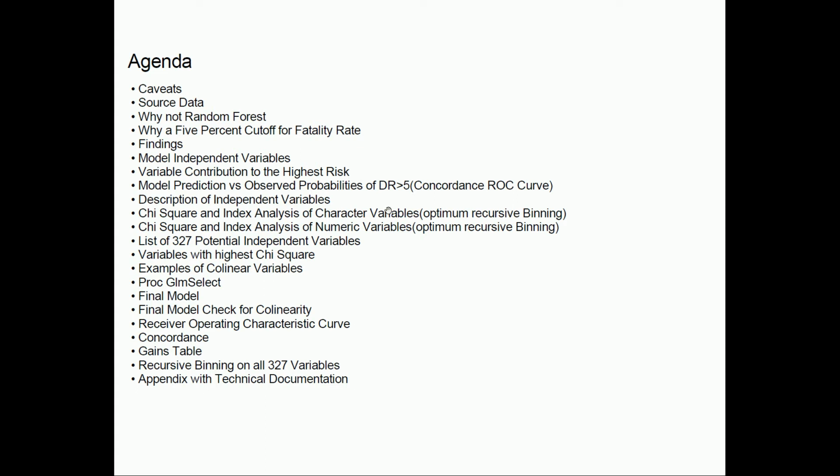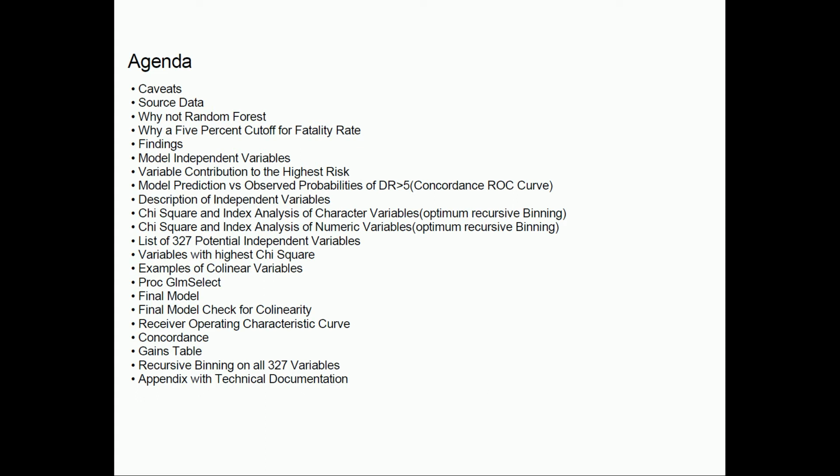I'm going to describe the independent variables, and I'm going to do in-depth chi-square and index analysis, basically odds analysis of the character variables. Now I use a technique which I call optimum recursive binning, which is used to bucket the independent variables. I do this for both the character and the numeric variables. I'm using a list of 327 potential independent variables. There are actually many more, but these are somewhat normalized so that I can use them in the analysis.